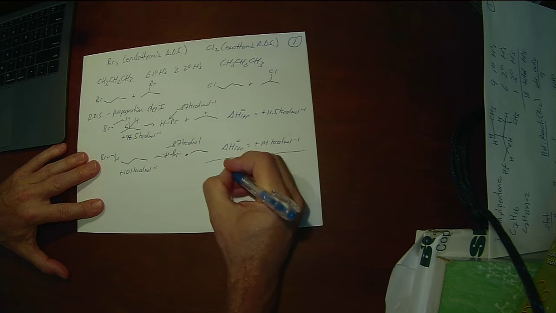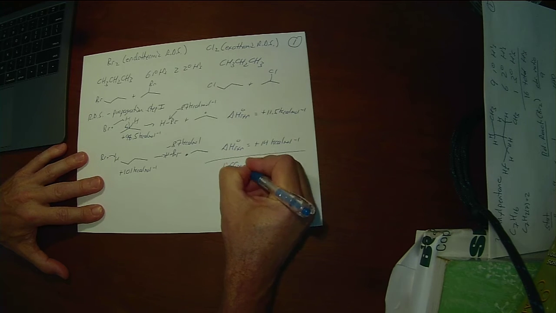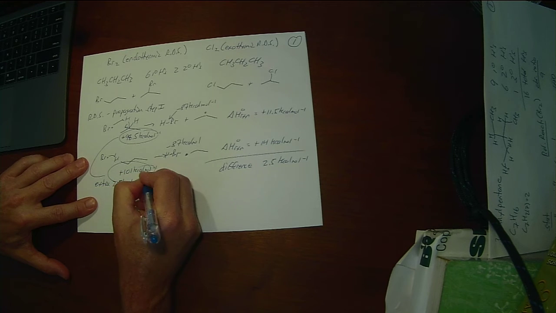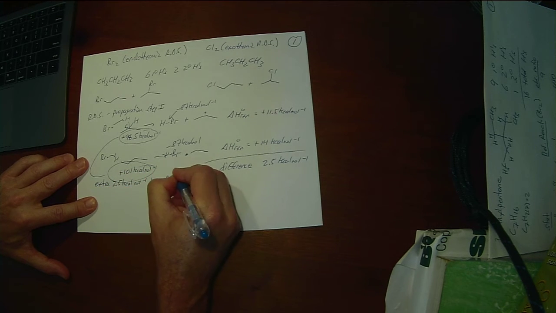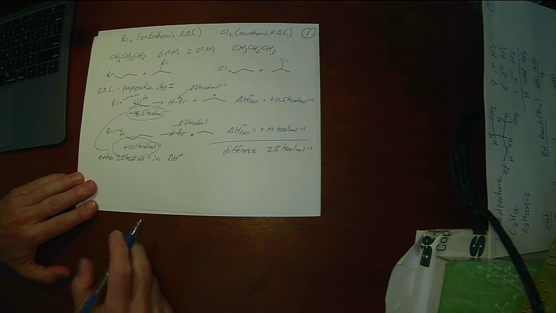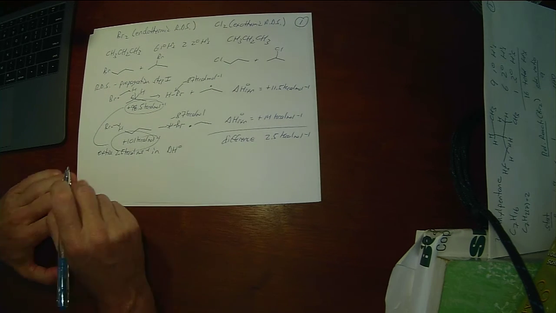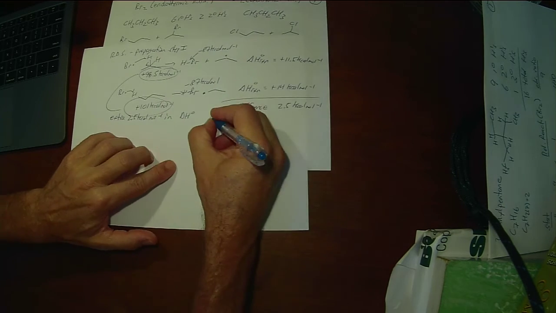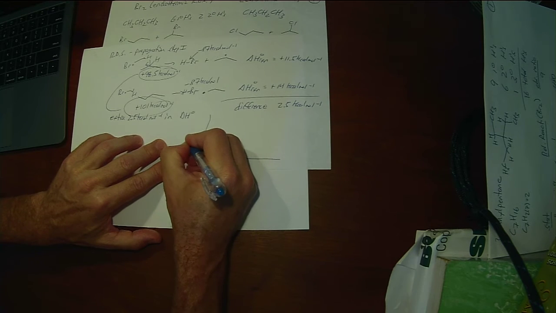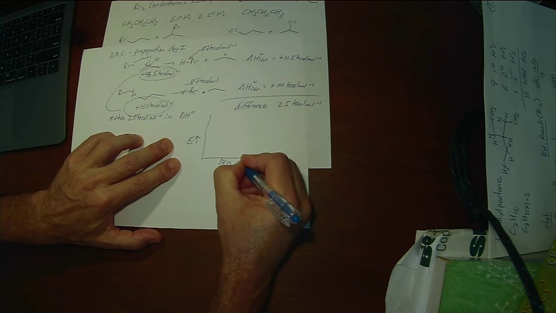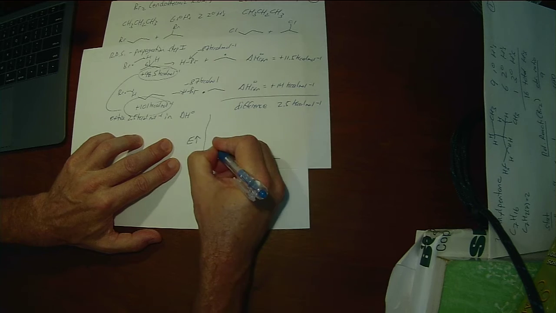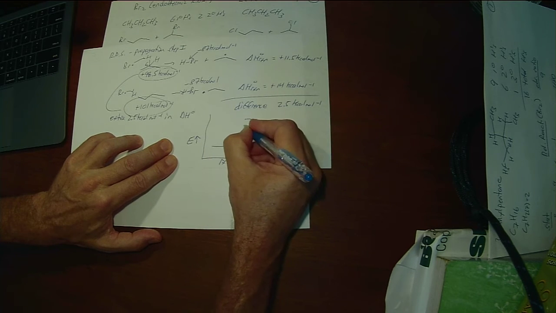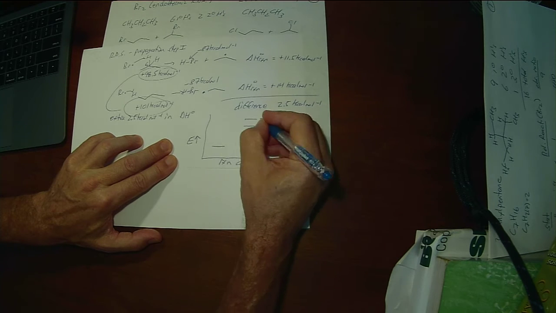The difference between those two, 2.5 kilocalories per mole, is in the bond dissociation energy, DH naught. So the products, the primary versus the secondary radical, are 2.5 kilocalories per mole apart. If we draw our energy diagram and we put those reactions side by side, here's our starting material. The primary product is 14 kilocalories per mole higher. The secondary product is 11.5 kilocalories per mole.